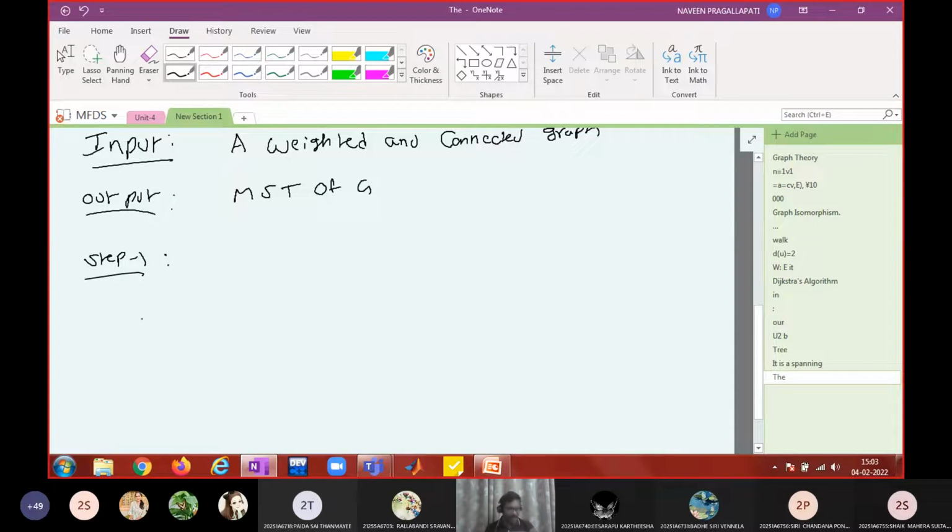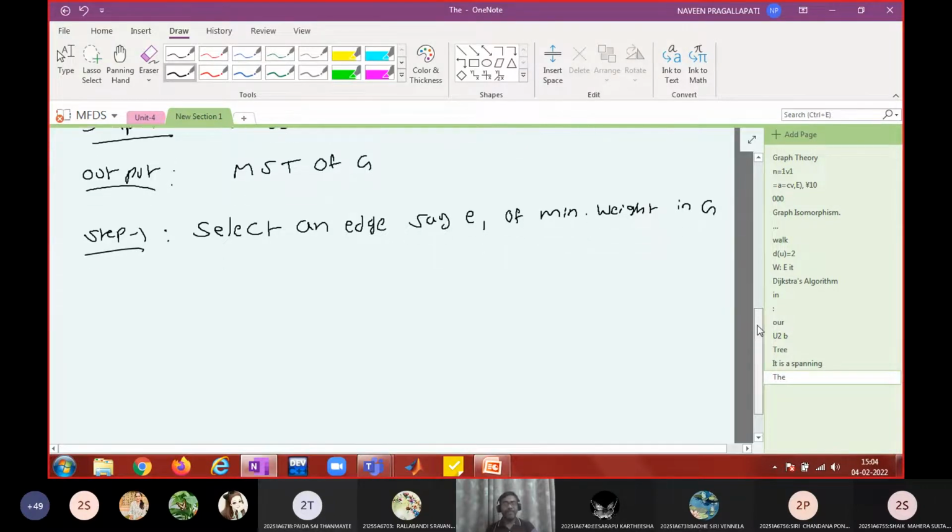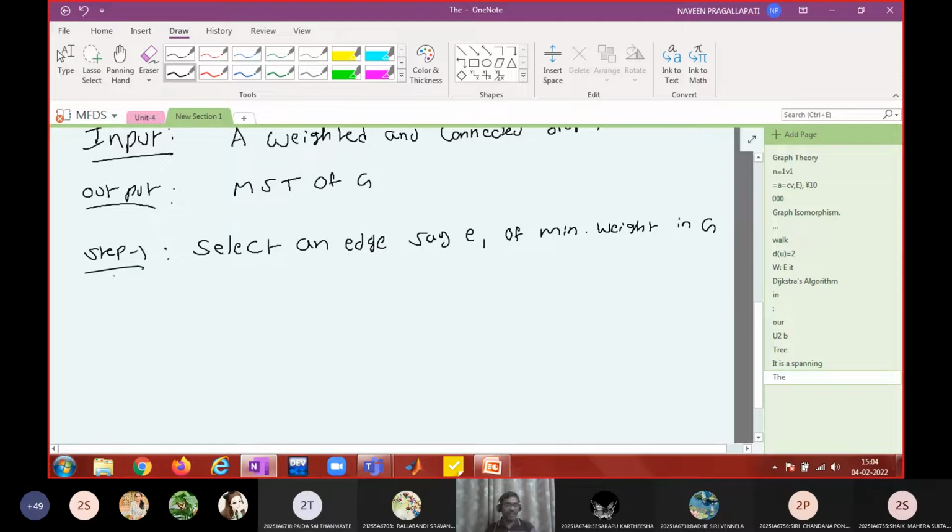Step 1 is: select an edge. Just write down the words, then we will see. Select an edge, say E1, of minimum weight in G. Identify the edge: among all the edges, you identify the edge which has minimum weight. That is the edge that you have to select.